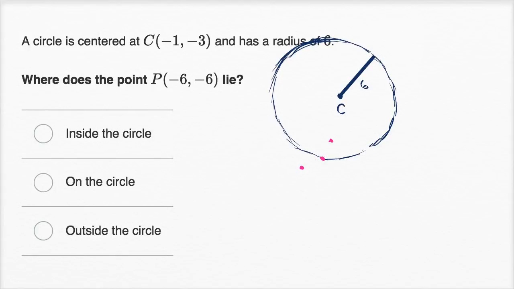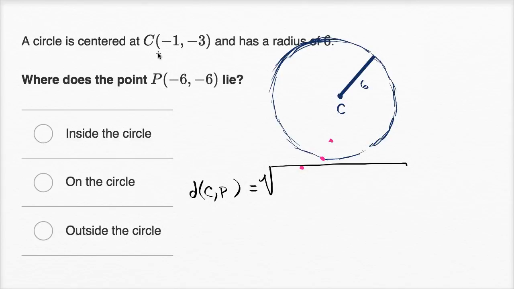So let's do that. So if we wanted to find the distance, and there are different notations for it, I'll just write D, or I could write the distance between C and P. It is going to be equal to, and the distance formula comes straight out of the Pythagorean theorem, the square root of our change in x squared plus our change in y squared. So what is our change in x?